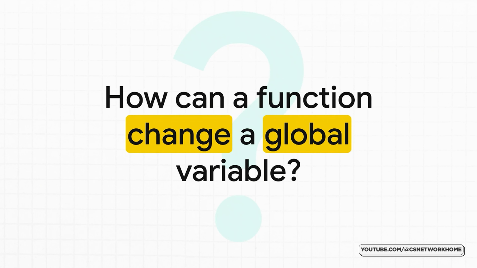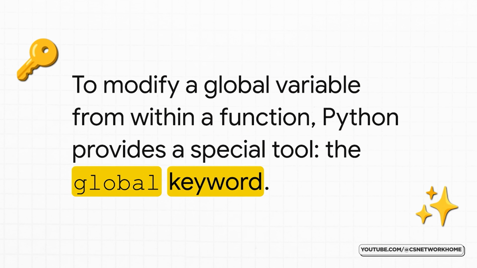Okay, so this brings us to the real puzzle, doesn't it? What if we don't want to create a new local variable? What if we actually want to reach out from inside our function and erase and rewrite what's on that global announcement board? How do we tell Python, hey, I mean the other one? Well, thankfully, Python gives us a special tool for this exact situation, and that tool is the global keyword.